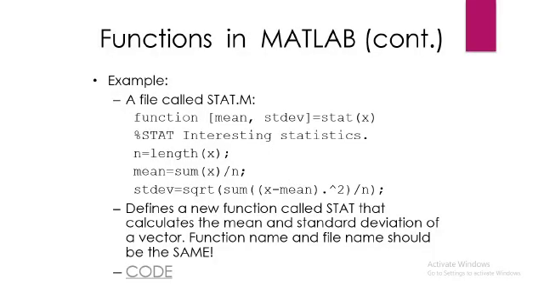This is one example where I have written a file named stat.m, and the function inside has my output arguments mean and standard deviation, and the function name is stat. As you can see, the function name and the file name are the same, with a single input argument. Here I have written my code: n is equal to length of x, mean of x, and standard deviation. This is just a simple standard deviation function.